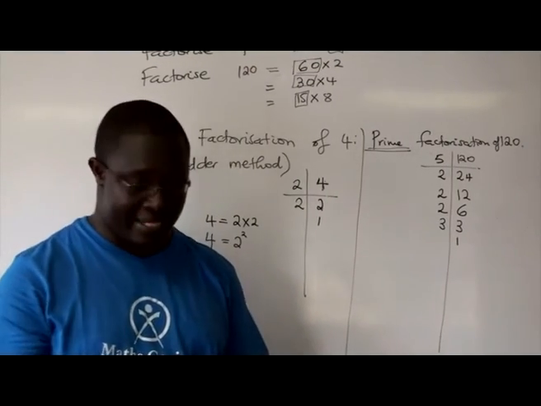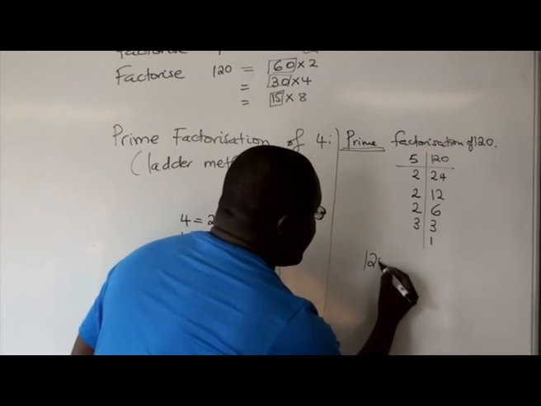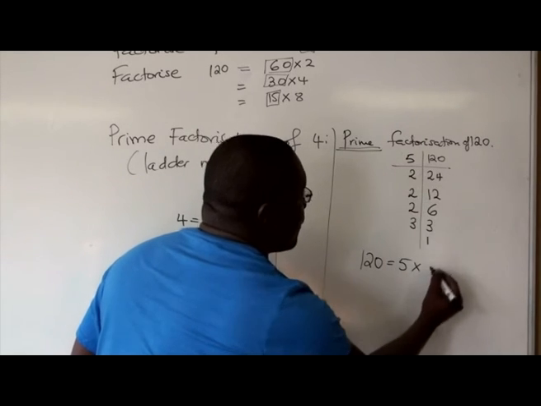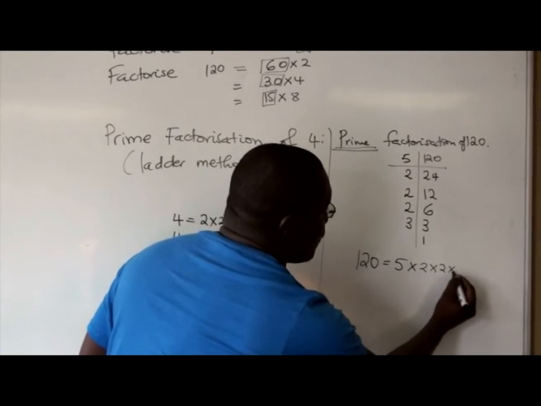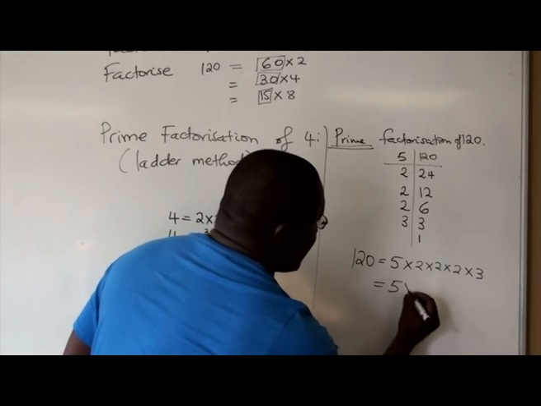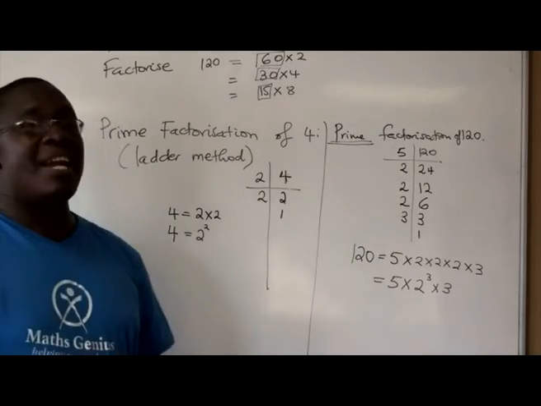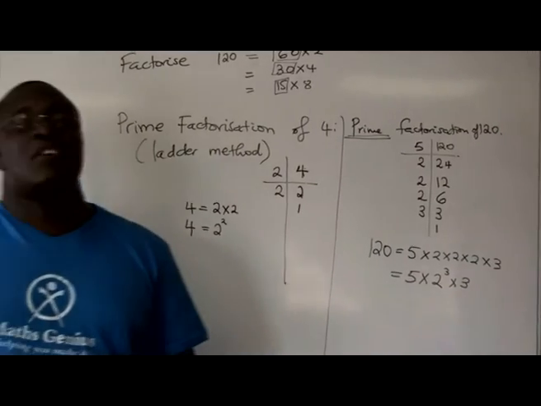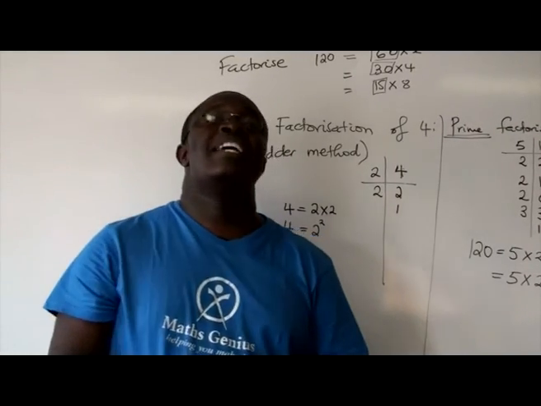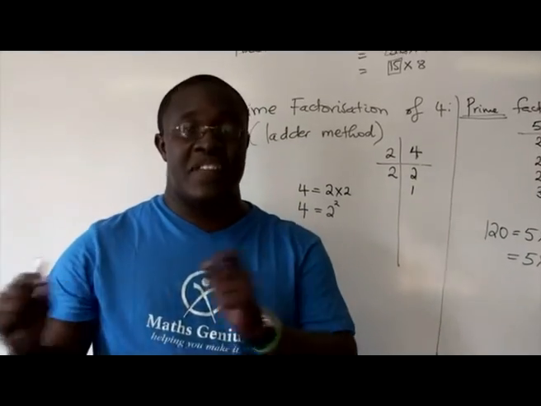So what I've done now is that I have decomposed 120 into a product of its prime factors. In other words, I can now write 120 as 5 times, how many 2's do we have? 1, 2, 3, and then times 3, which you can write as 5 times 2 to the power of 3 times 3. So I have broken down 120 such that it is represented as a product of its prime factors.